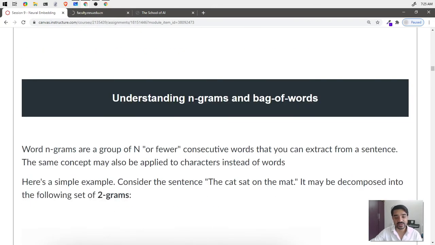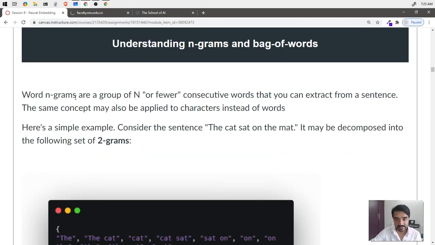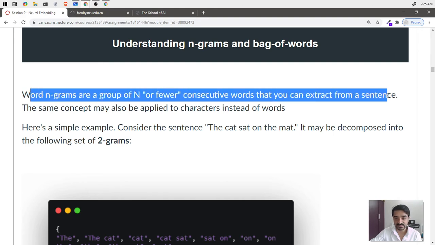Okay, now let's look at n-grams and bag of words. Now n-grams, as I just mentioned some time back, are a group of n consecutive words that you can extract from a sequence, right? Let's read this again from the n-gram perspective. Let's say our n is 2.